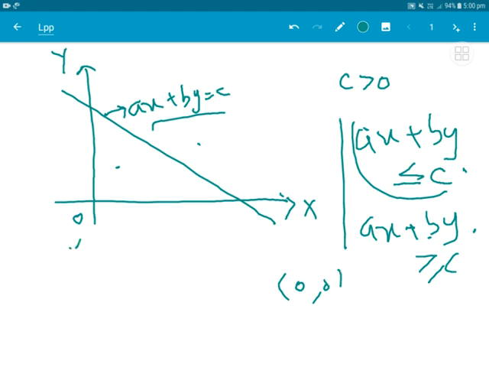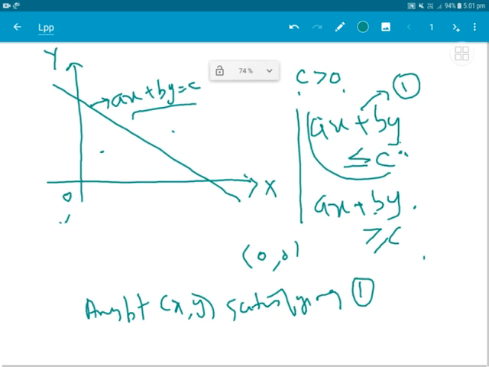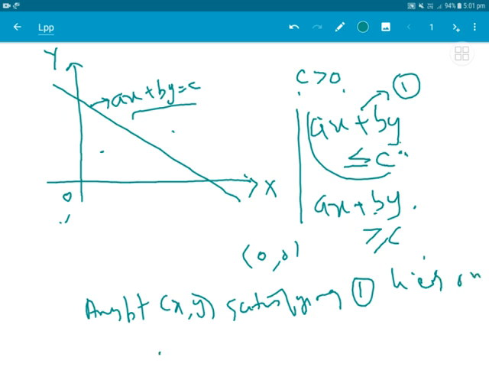First and foremost, I have said c greater than 0 for our example. So now if you put 0, 0 in place of x, y, then which of these inequalities is to be satisfied? As c is greater than 0, this inequality will be satisfied. That identifies that 0 is satisfying this inequality. So any point x, y which is satisfying this inequality, let me call it 1, lies on the same side of the straight line as that of the origin.